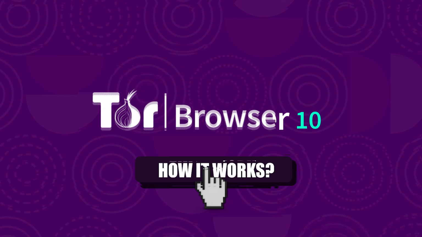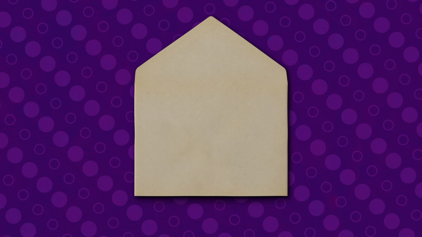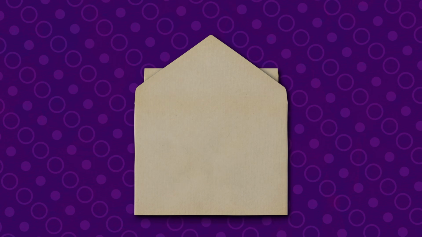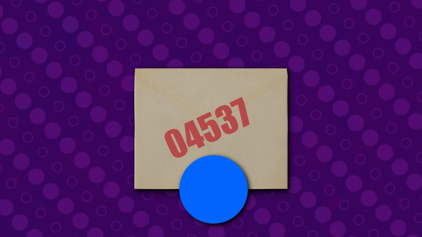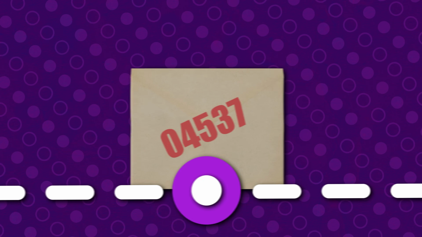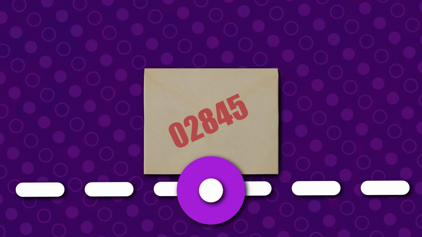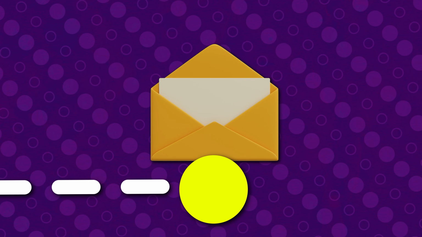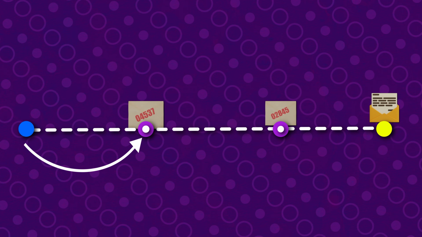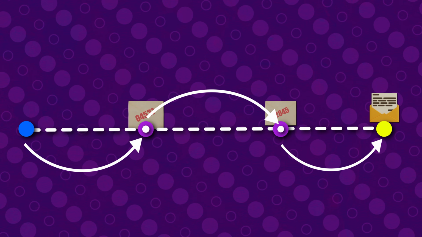Here's how it works. Imagine wrapping a message in several envelopes, each one labeled with a different post office along the way. The message travels from node to node, each layer peeled off like an onion, until it reaches its destination. At no point does any single node know both the origin and the destination.